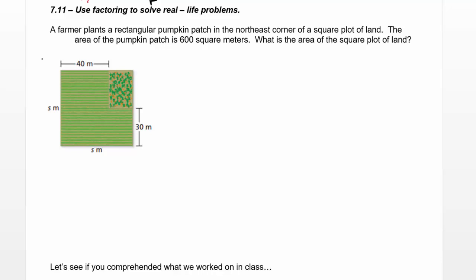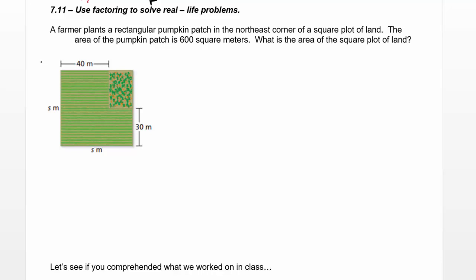Finally, something you're going to be tasked with doing is using these equations with x squared, these quadratic equations, and this factoring skill to set up and solve some problems that occur outside of the walls of our classroom.